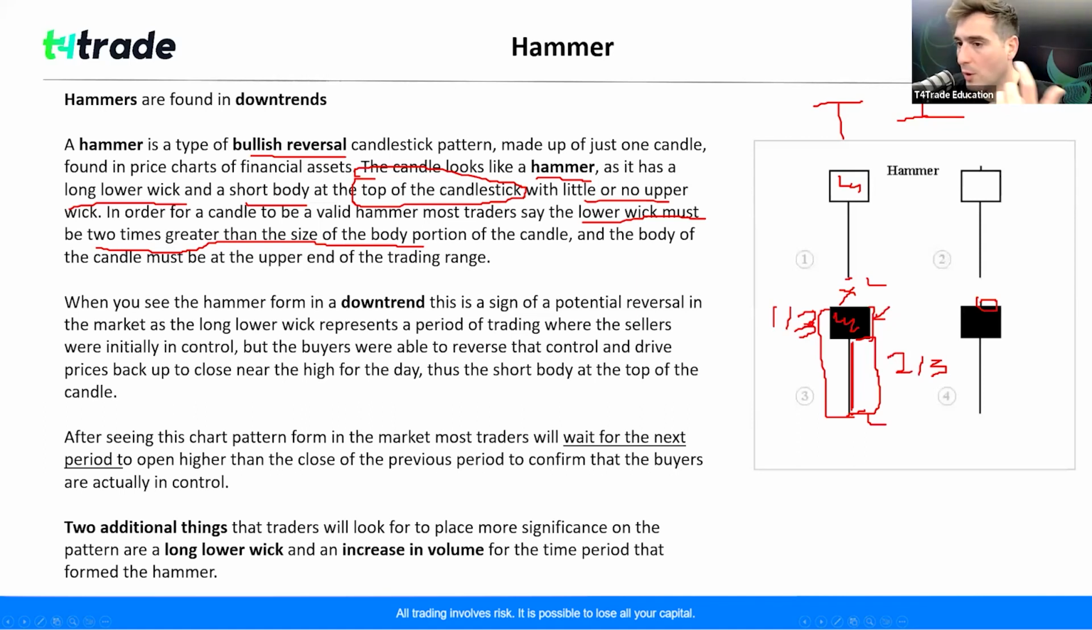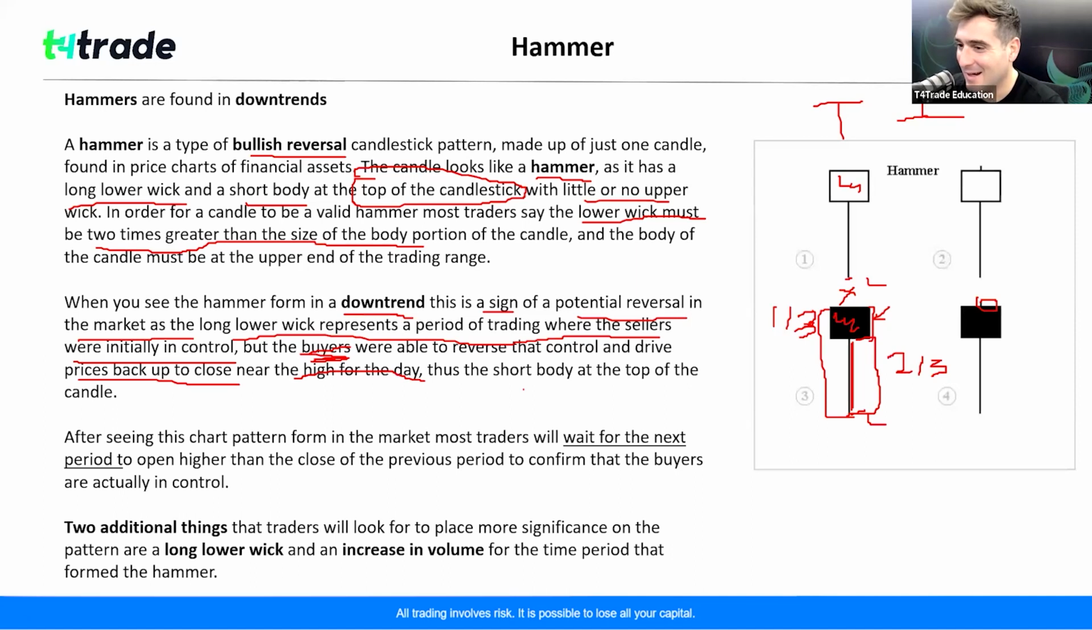So when you see the hammer form in a downtrend, which is what we care about, it is a sign. It's not definitive. It's not written in stone. It's a sign of a potential reversal in the market, as the long lower wick represents a trading period where sellers were initially in control, but the buyers were able to reverse that control and drive prices back up to close near the high of the day. Why do I keep erasing stuff?